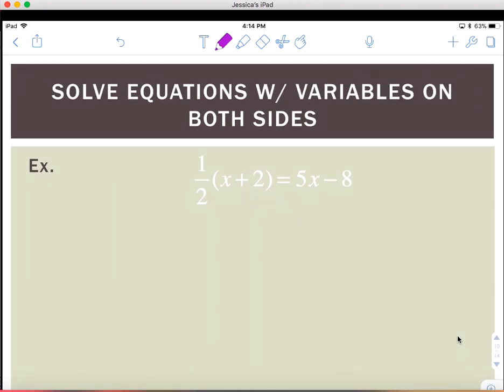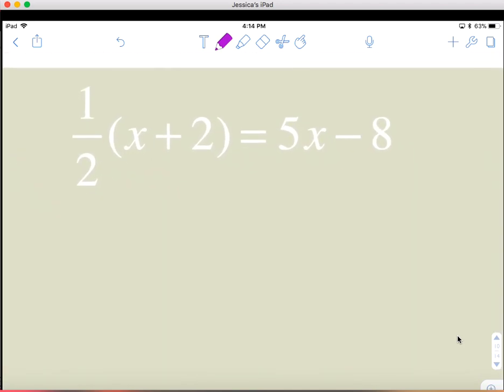Our next example is 1/2 parentheses x plus 2 equals 5x minus 8. My word of advice on this problem is to get rid of the 1/2 right at the beginning. So I would multiply by the reciprocal. In this case, the reciprocal is 2 over 1, which is the same thing as 2. What you have to be careful with on the right is you have to multiply every term by 2.